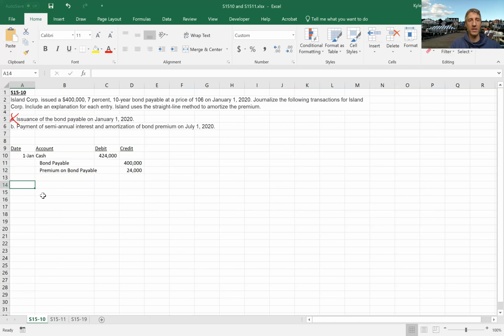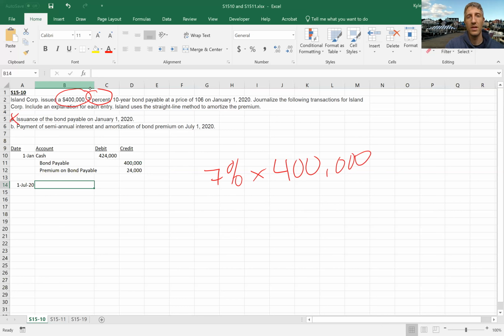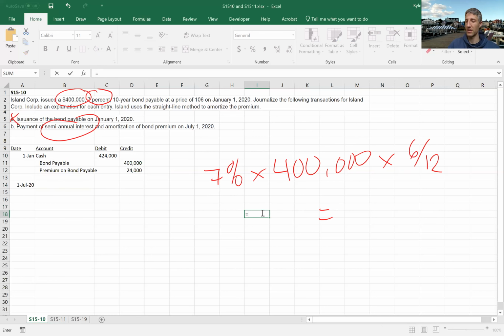Now it's 6 months later, and we're doing the first interest payment. So I know the coupon rate is 7%, and I know that interest payment is calculated by multiplying it against the face value of the bond. And I also know interest payments are semi-annual. So I have to prorate this to 6 months of the year. And again, that's math that I can't do in my head, so I'm going to use Excel. And this is 14,000.